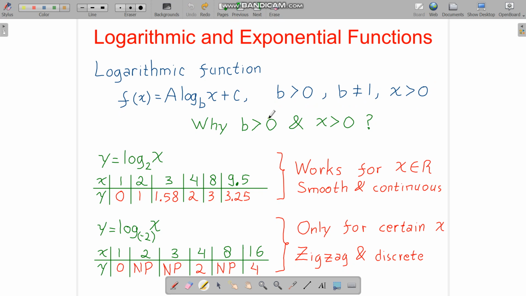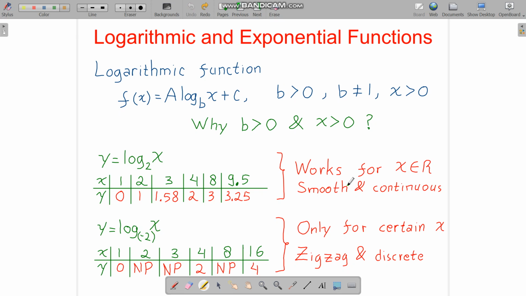So why is b bigger than 0? Well, let's just try. If the b is 2, we plug in, you get this. Again, it is smooth, and you can plug in whatever value of x here, as long as it's positive, of course. But if the base is minus 2, this is not possible, not possible, not possible. So again, we can only use this logarithm for certain values of x, and this means the logarithm concept will be useless, because it's only useful for certain values only.